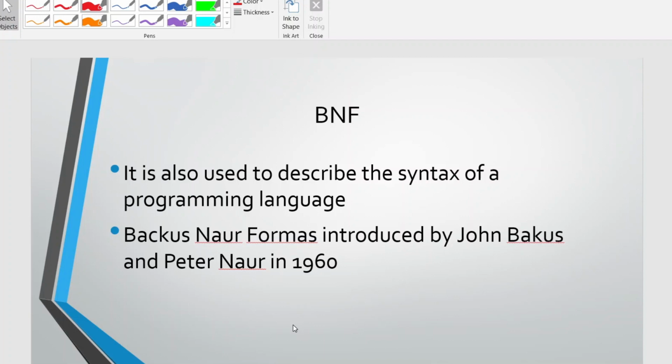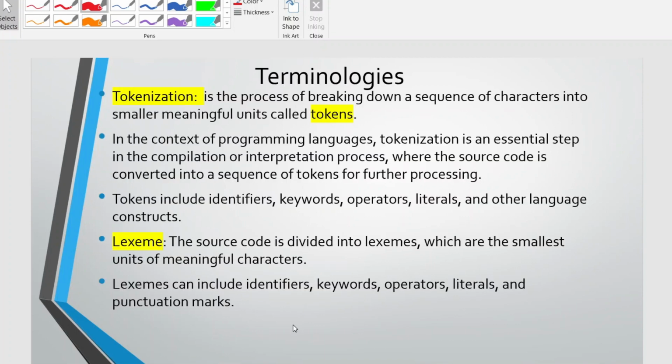It is also used to describe the syntax of a programming language, and Backus-Naur form was introduced by John Backus and Peter Naur in the 1960s. So before we proceed, we need to understand some terminology associated with the BNF. Tokenization. So what is tokenization? Basically, it is the process of breaking down a sequence of characters into smaller meaningful units called tokens.